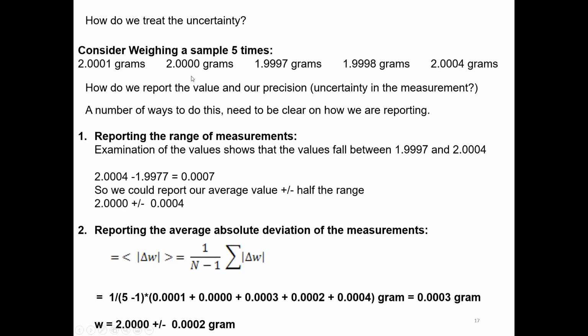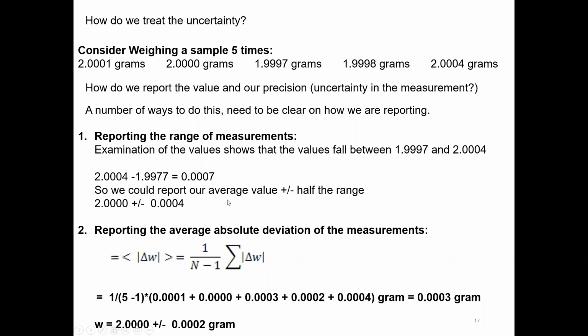So take the median of that range. So that's the median in that range. It's not the mean. So the median will be 2.00040, and then we say plus minus 0.0004. So that covers the whole range of my measurement. And that's one way to report it. The other way to report it is to report the average absolute deviation of the measurement.